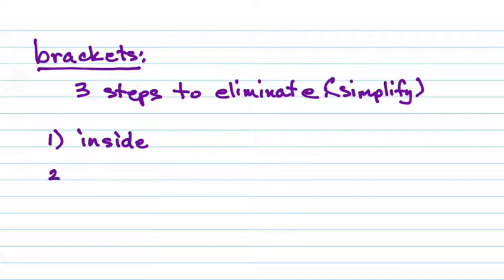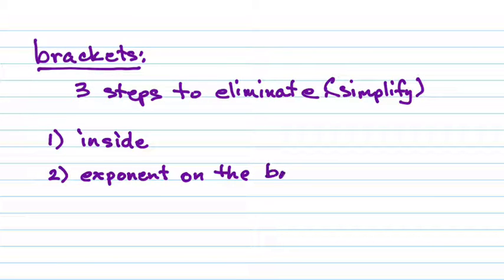Right? The second thing you look for is an exponent on the bracket. And we'll be talking about exponents in a moment, so you'll see what to do. Now this means an exponent on the bracket, that means you're going to have an exponent that's sitting right against that set of brackets. It's not inside, you would have already done that, right? It's on the outside of the bracket.